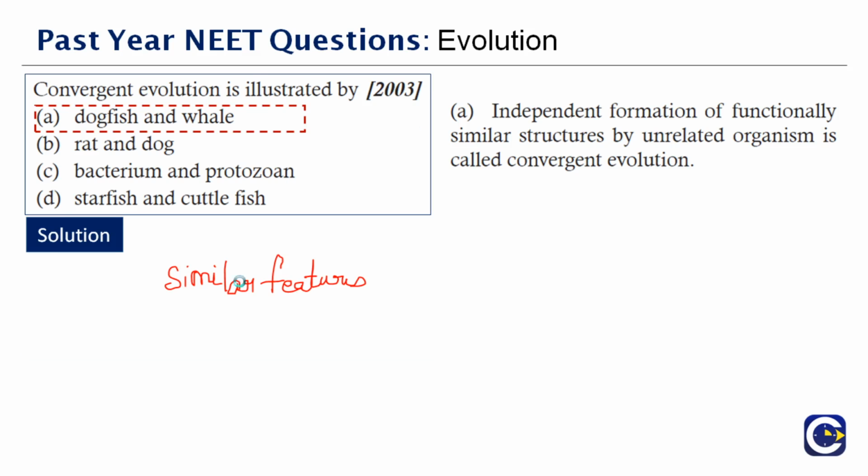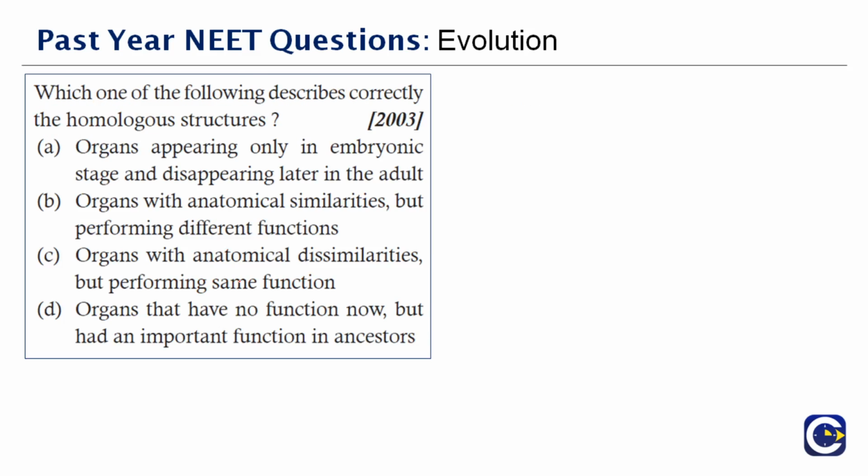Next question. Which one of the following describes correctly the homologous structures? Again, this question is also from 2003, if you clearly note. You have to analyze the statements here. Organs appearing only in embryonic stage and disappearing later in adult. Organs with anatomical similarities but performing different functions. Here they're asking about homologous structures. The right answer is option B.